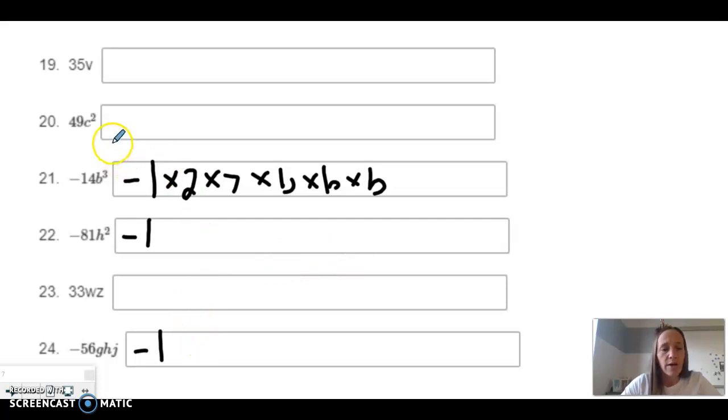So otherwise, from what I've seen so far, the prime factorization practice seemed fine. So if you have questions, I can hopefully answer them when I see you on Monday.